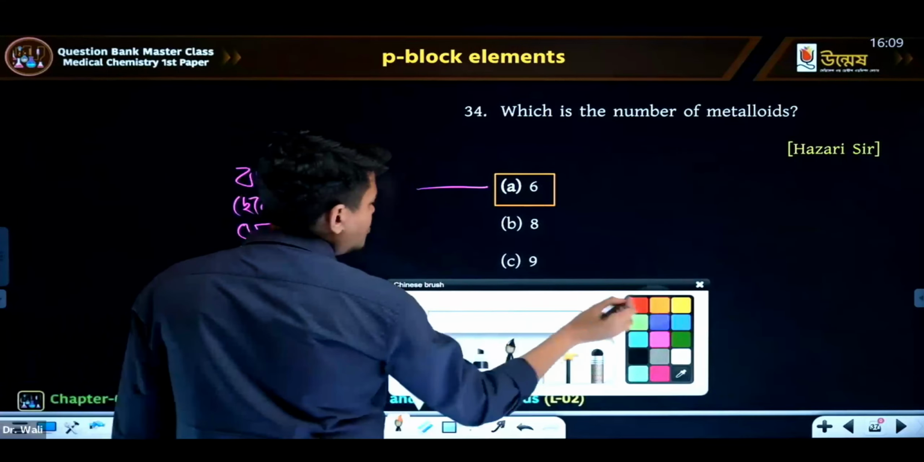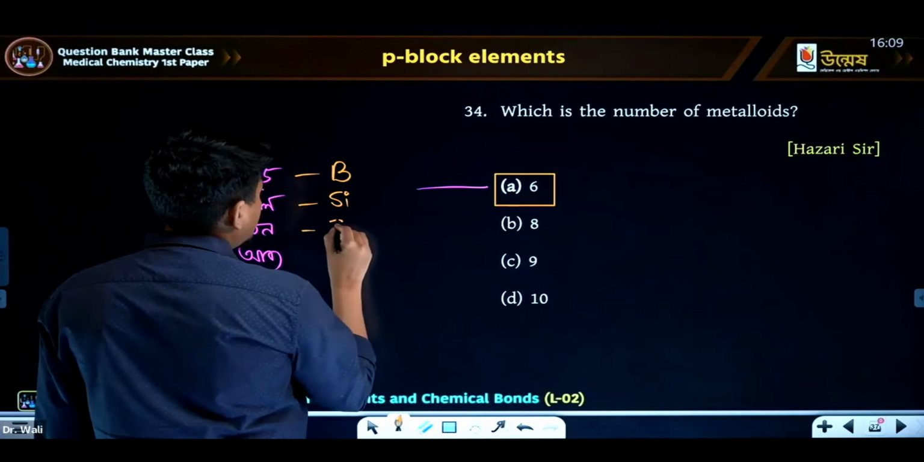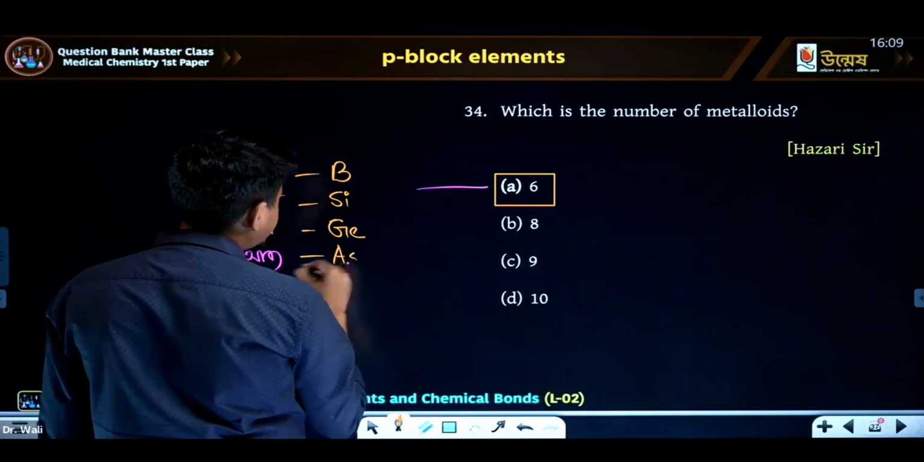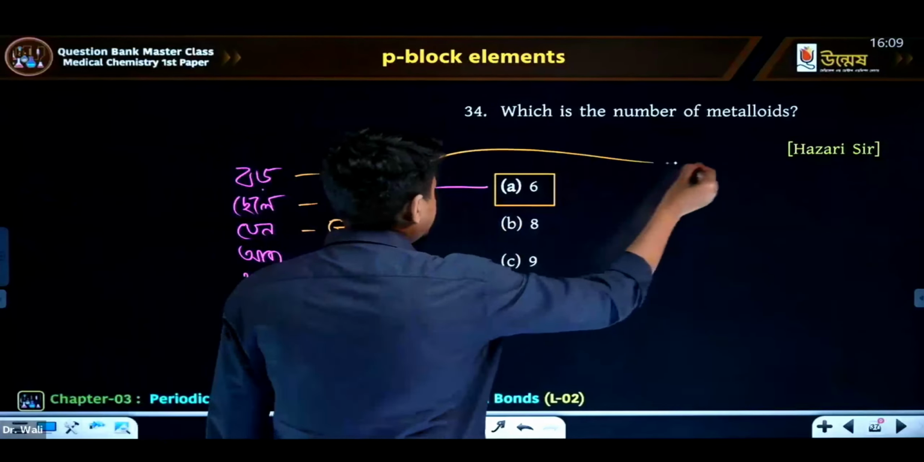First of all, boro means boron. Chele means silicon. Jeno means germanium. Aaj, arsenic. Shob, antimony. Theke, tellurium. And with this matal, we should know that this is metalloid.